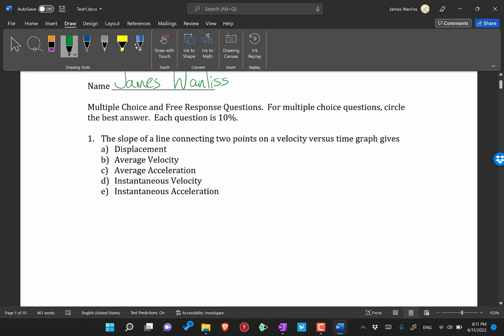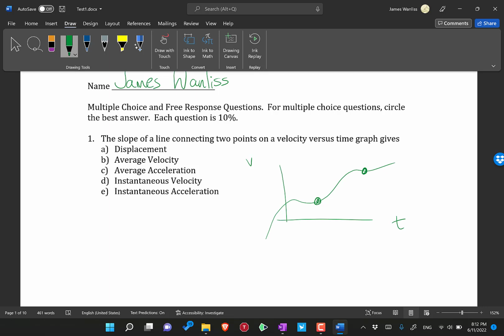The slope of a line connecting 2 points on a velocity versus time graph gives: A. displacement, B. average velocity, C. average acceleration, D. instantaneous velocity, E. instantaneous acceleration. We've got a velocity versus time graph like this, and what we're going to have to do is look at the graph. Maybe it's something like that, could be anything, and they say we're trying to find 2 points, so 1 point over here, let's say, and another point over here.